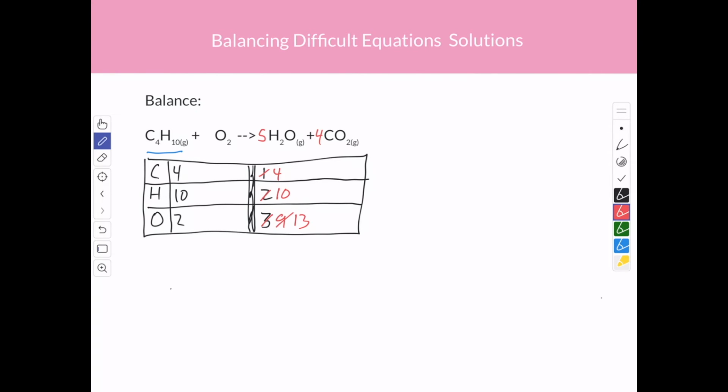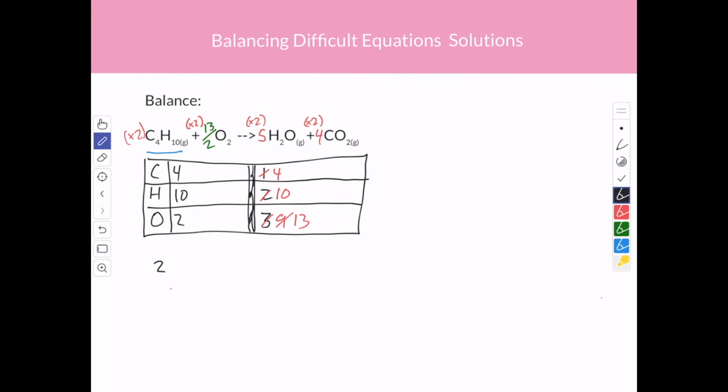All right, so now let's reevaluate. We've got to get 13 over here. No easy way to do that. We can't put a 6 there, that gives us 12. We can't put a 7 there, that gives us 14. So we know we need 13 halves. So we fix that by multiplying everything by 2. And we rewrite.